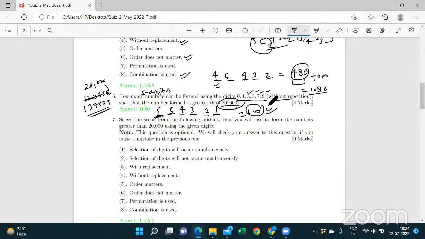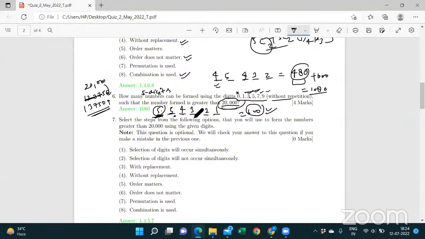Yes. So if you take into consideration a 6-digit number, at the first place I can choose any of the 5 digits except 0. And for the second place we have the remaining 5 digits, because one of these digits is already used. Then for the third place we have 4 digits.